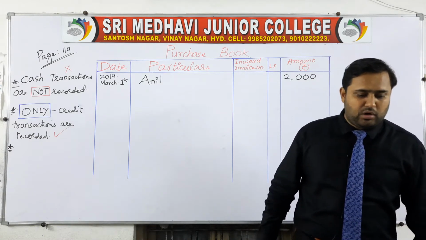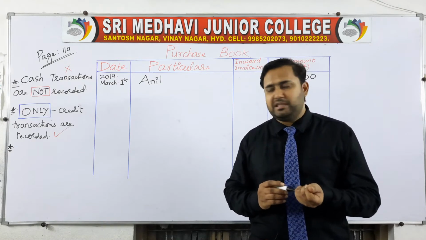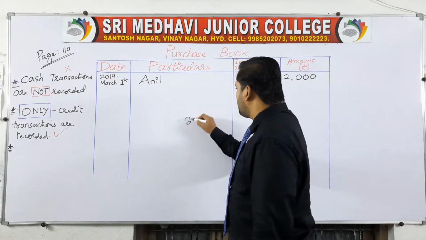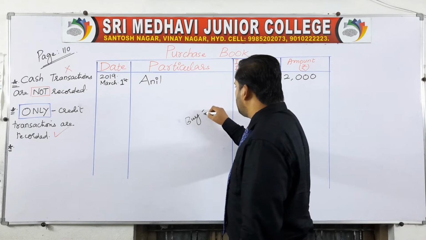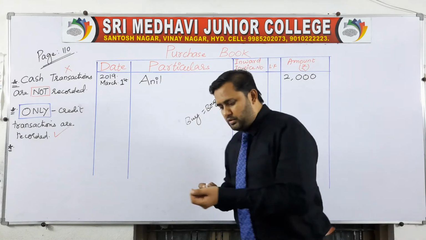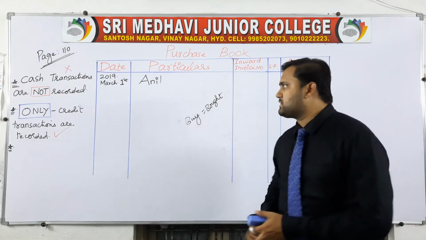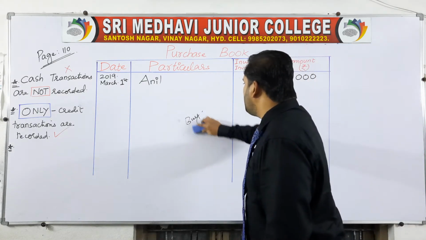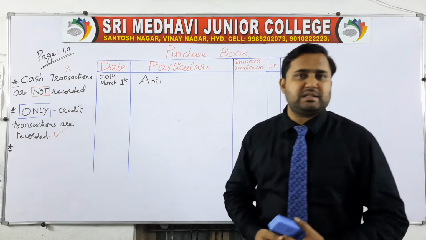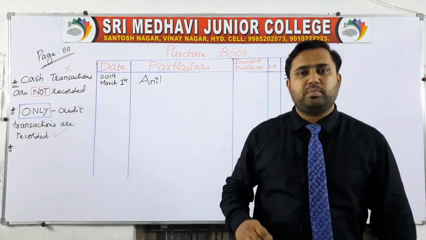On date 3rd, bought goods from Raju. Bought is nothing but the past tense of buy. Buy, past tense is bought. Bought means purchased. So, bought goods from Raju means purchased goods from Raju for rupees 4,000.